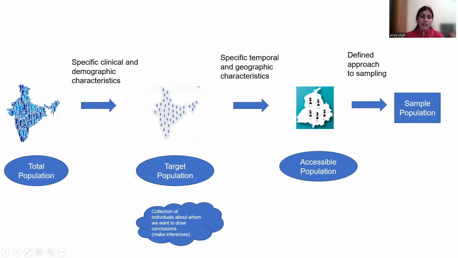So here you can see this is the total population, and when a researcher decides to do some research based on the research question, he uses specific clinical and demographic characteristics to obtain a target population. That is, collection of individuals about whom we want to draw conclusions. On this target population, the researcher applies specific temporal and geographic characteristics to obtain accessible population. And a subset obtained from this accessible population by appropriate sampling method gives you a sample population.